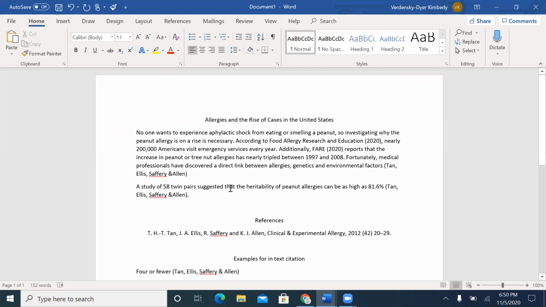By saying medical professionals, it's a cue, a clue that what's to come after that is going to be information from a source. Notice I don't have any authors' names mentioned, and I don't have any year mentioned yet because my in-text citation in this case is going to be at the end. But I don't have my year in there yet, so I'm going to go ahead and make sure I do that and put in 2012.